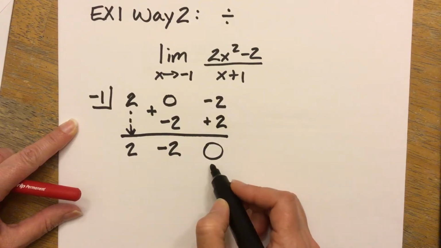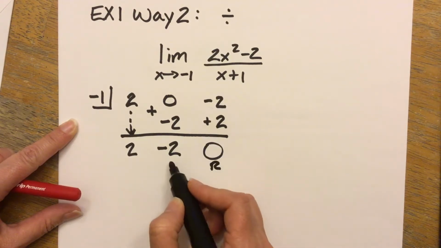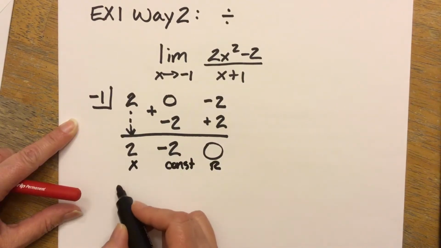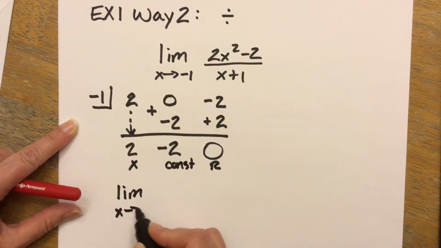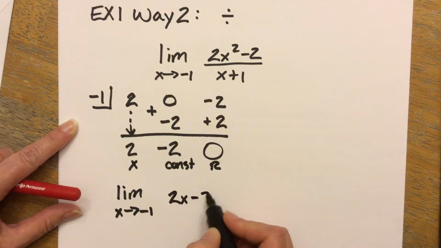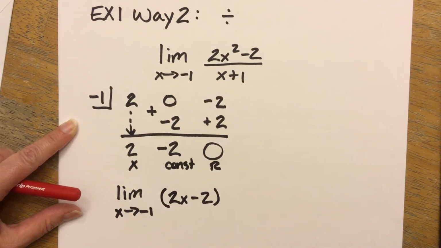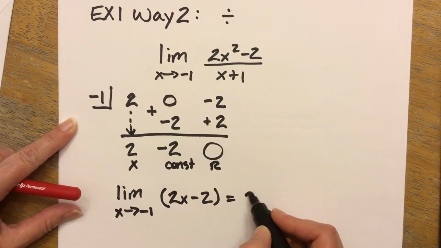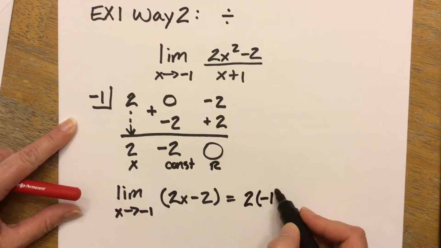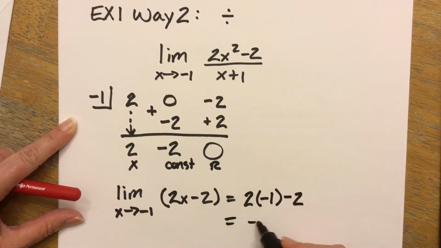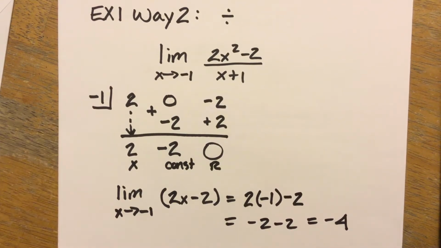So this simplifies. This is now what would be our remainder. This is our constant, and this is the x term. So we've managed to take what we had and to simplify it so that it is now 2x minus 2. When we put in our negative 1 at this point, there is no problem. We don't get 0 over 0. We don't get infinity over infinity or any of those. So we have negative 2 minus 2 is negative 4. And that's the answer that we got last time.